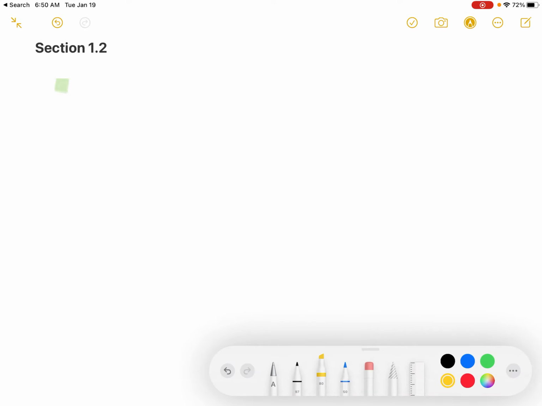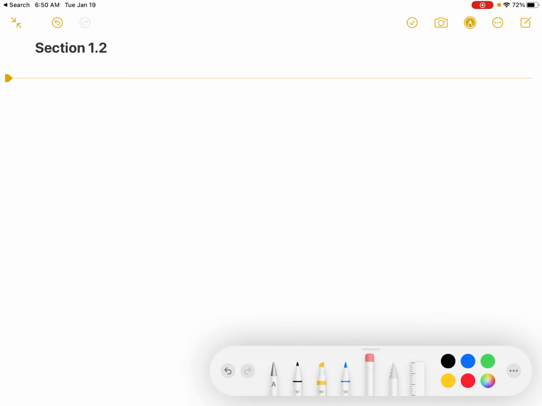Apologize, I didn't check out what type of pen I was going to have here, so let me get rid of that and then also change this over.